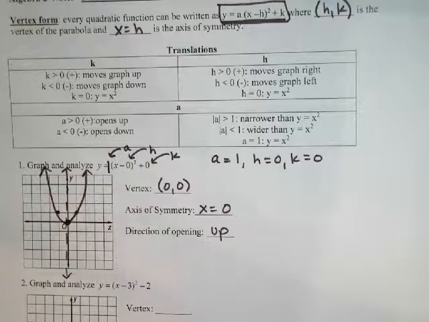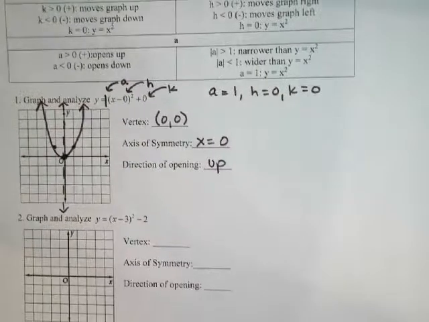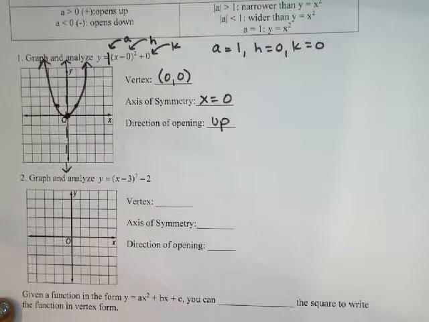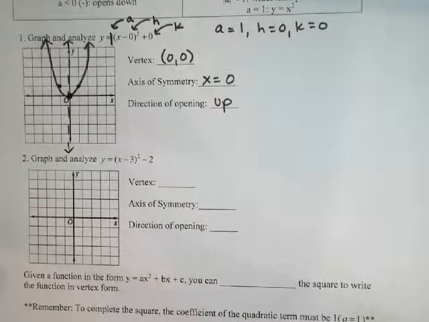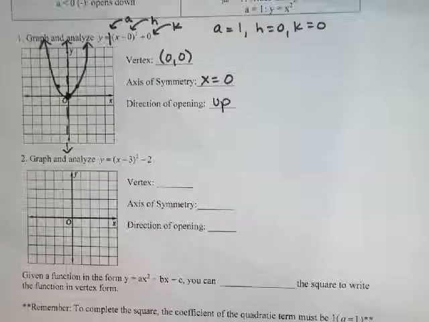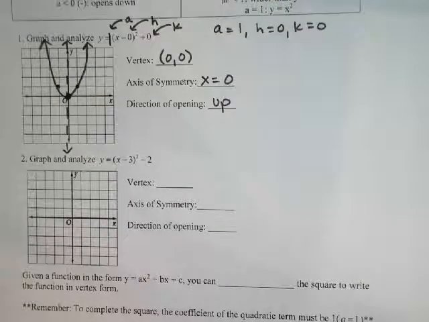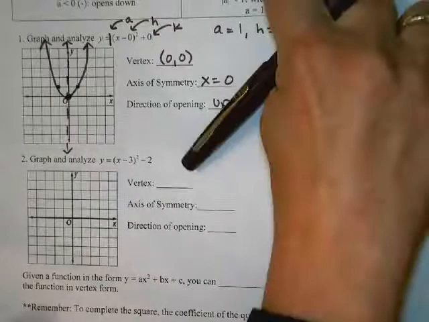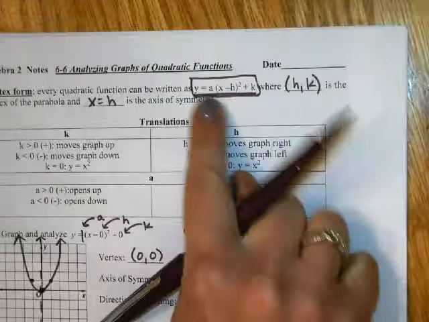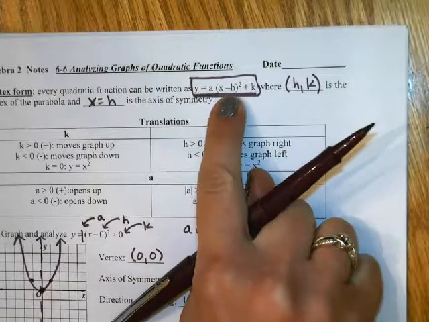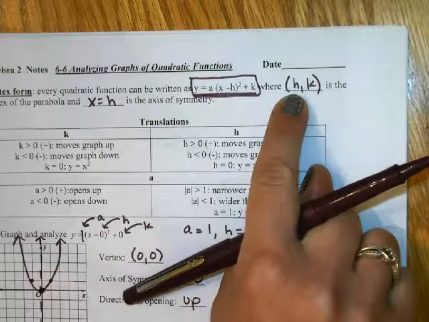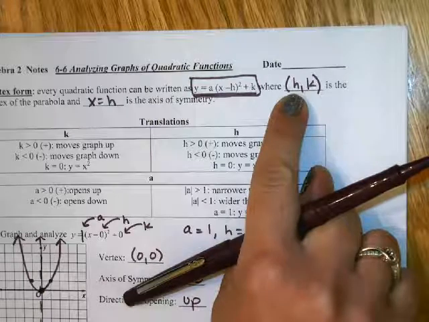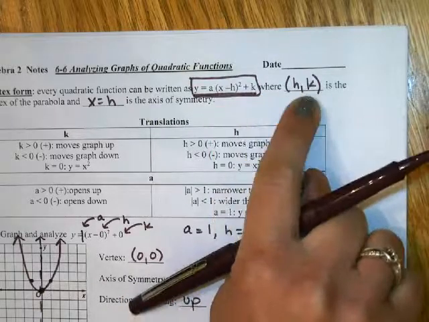All right, let's do number 2. Number 2 says the same thing: graph and analyze y equals (x minus 3) squared minus 2. Be careful. In this form it says x minus h, and you notice the sign inside is negative. However, when I pull it out, it's a positive h. So this flips its sign.